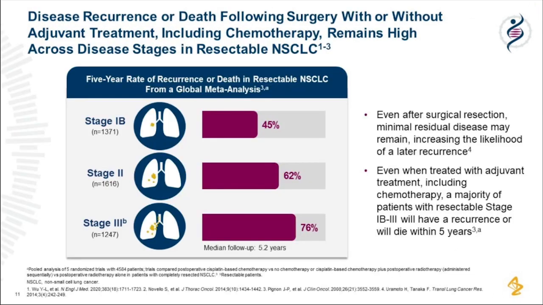And then disease recurrence or death following surgery, with or without adjuvant treatment including chemotherapy, remains high across disease stages in resectable non-small cell. The 5-year recurrence rate or death in the resectable setting, when looking at stage 1B, is about 45%. At stage 2, there's an increase to 62%, and then at stage 3B, we're up to about 76%, where the median follow-up is about 5.2 years. So once again, we're looking at recurrence or death.